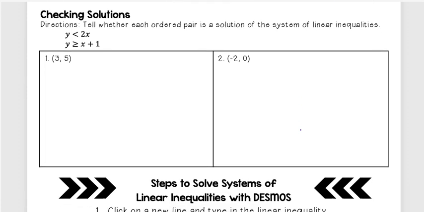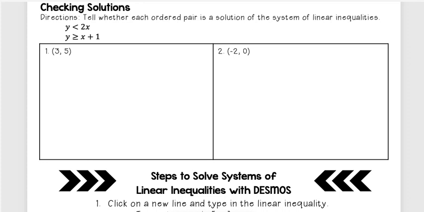So here I have the system y is less than 2x and y is greater than or equal to x plus 1. And I need to figure out whether this ordered pair, 3, 5, is a solution to the system. So again, it has to be true when I plug it in for both inequalities. So I'm going to go ahead and label these as 1 and 2. And let's do different colors. So for my first one, I'm going to go ahead and plug in 3, 5. Again, 3 is x, 5 is y.